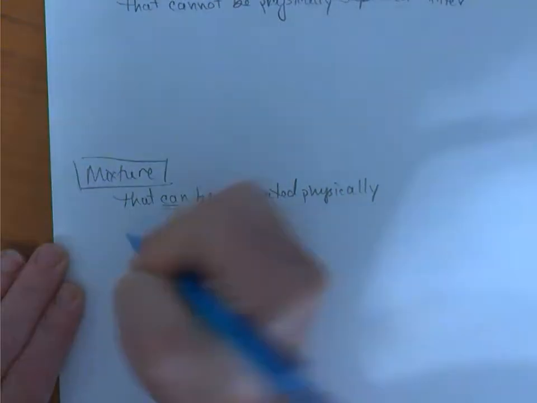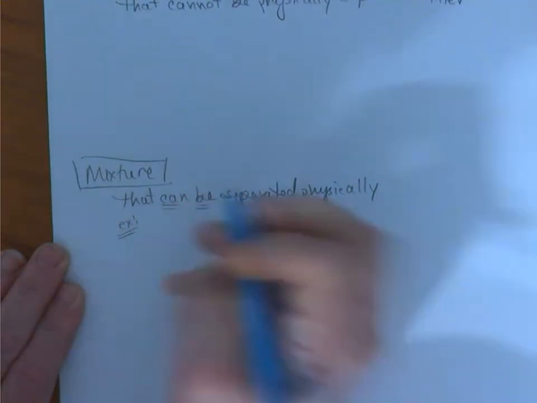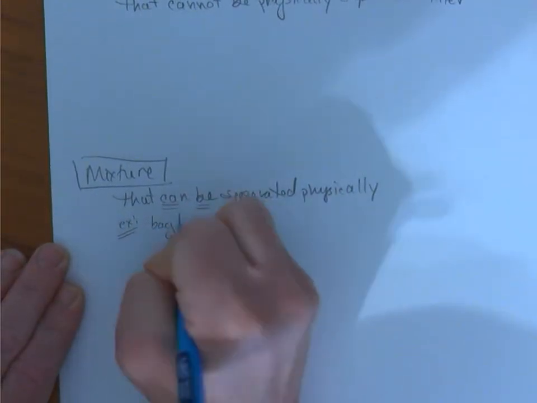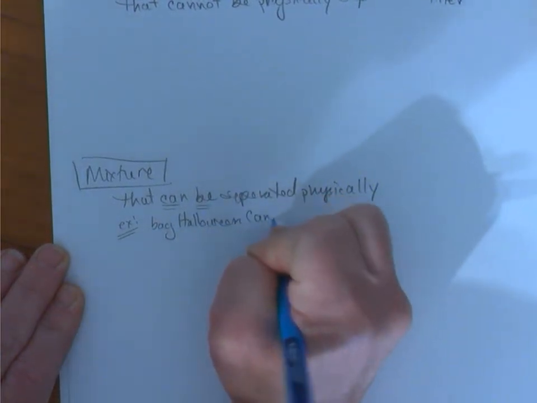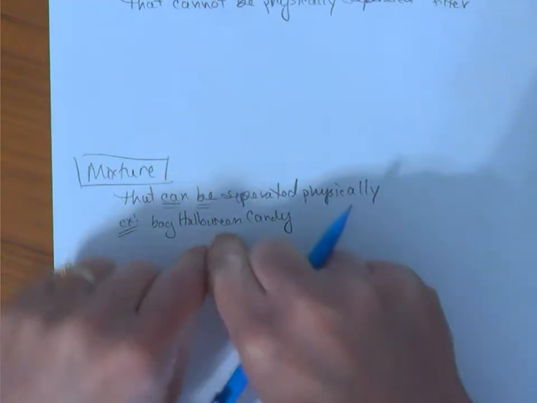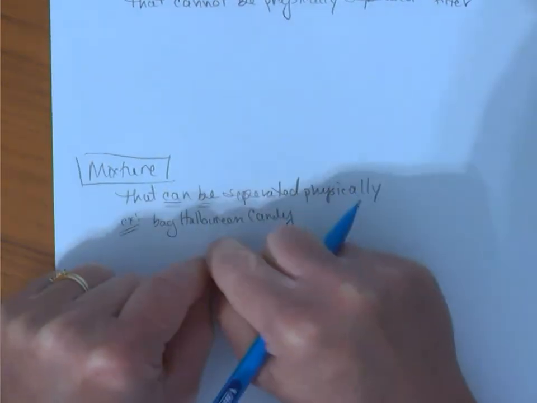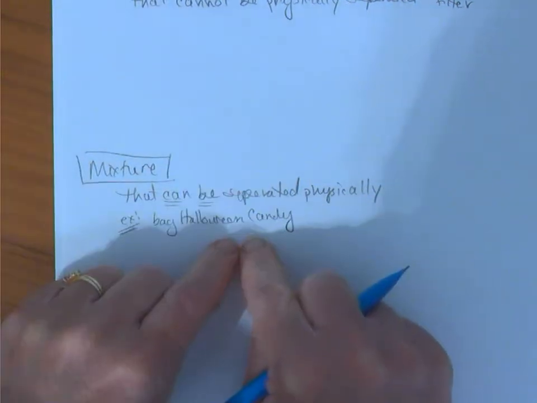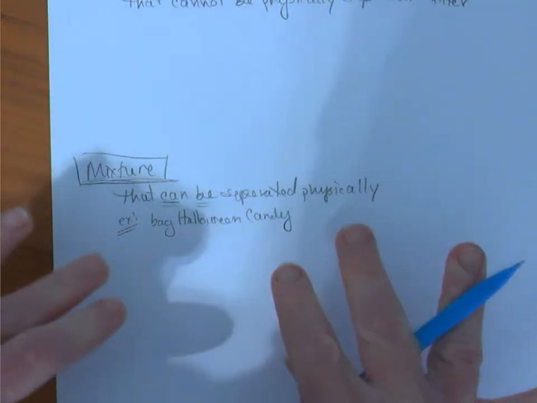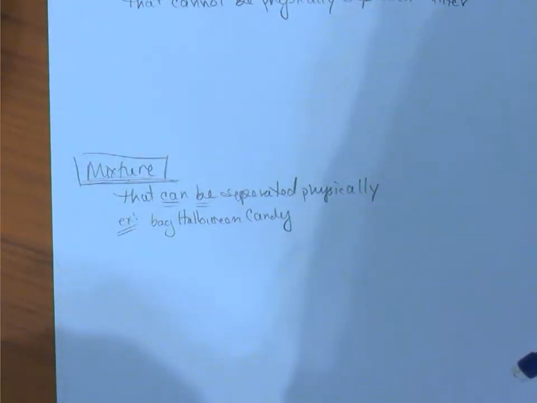So, for example, your bag of Halloween candy. You can easily pick out your favorite candy bar. You can easily leave behind the things you're not so happy to have. Now, there are certain characteristics of mixtures. So they are two samples of matter that have been physically combined, and they can be physically separated.